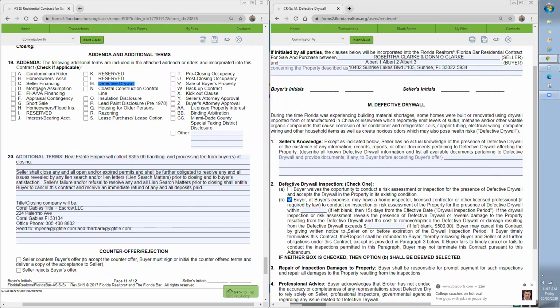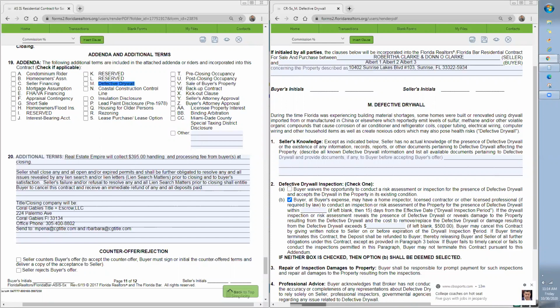Buyer, at buyer's expense, will have a home inspector, licensed contractor, or other licensed professional, within X days of the effective date, do an inspection or a risk assessment on the presence of defective drywall. Okay, if it reveals damage to the property resulting from the defective drywall and the cost to remove or replace drywall exceeds X amount of money, the buyer may cancel this contract with written notice to the seller on or before the expiration of the drywall inspection period.